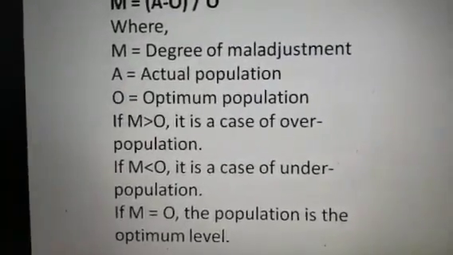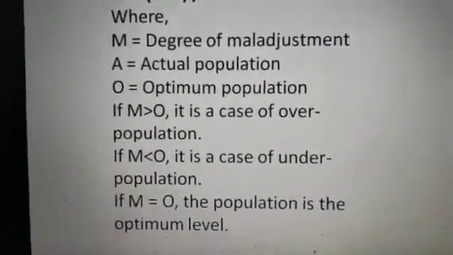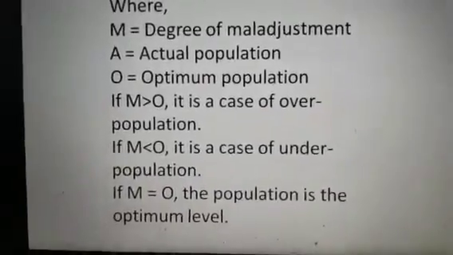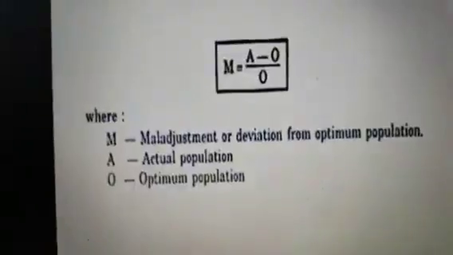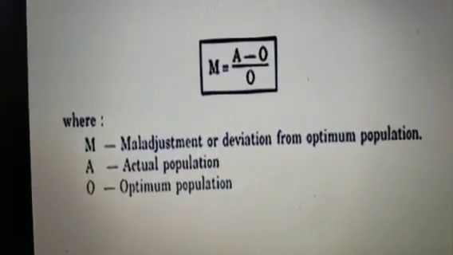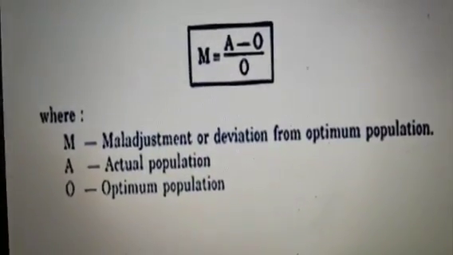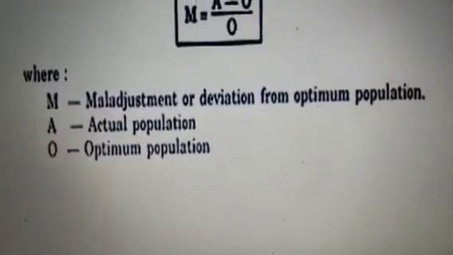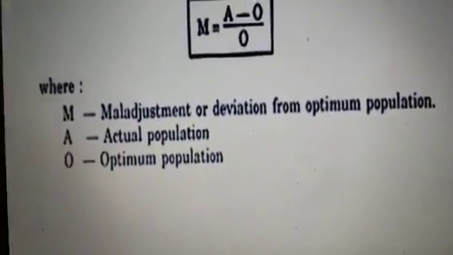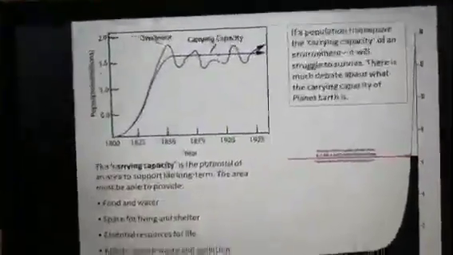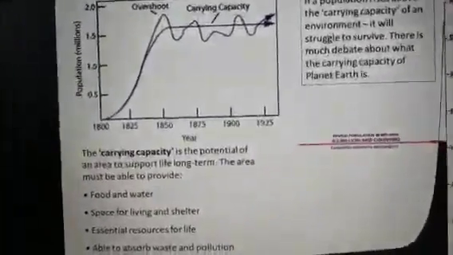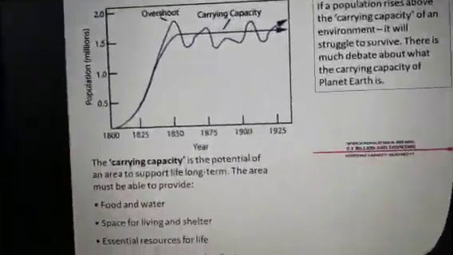Again, you recall the diagram. And what is the desirable condition? If M is equal to 0, that is, the population is at the optimum level. So this is how you have to explain this theory, and like this you can write the formula M = (A − O) / O, where M is the maladjustment, A is the actual population, and O is the optimum population. So dear students, this theory can be correlated with the earlier theory given by Malthus.